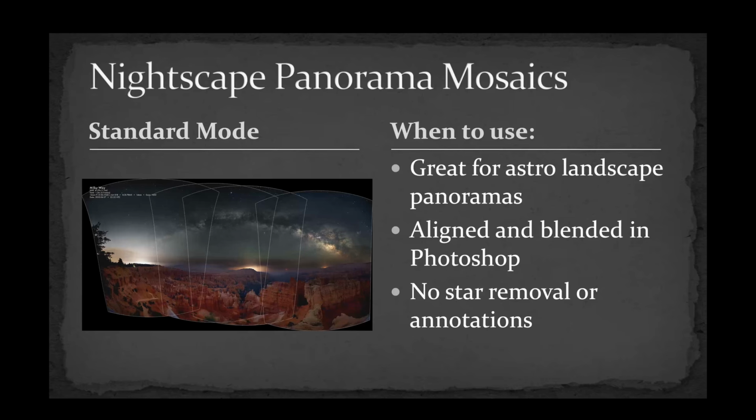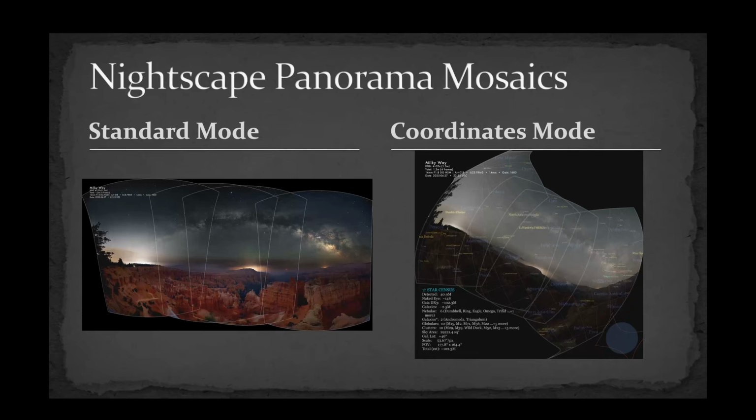But I find that star removal really isn't that important for nightscape panoramas. Generally the stars are already pretty small and it works fine with the stars embedded in the sky, in the background nebula. Now, as I said, if you want to experiment with coordinates mode on a nightscape panorama, you can do that, and that's the example on the right. I haven't done any processing, so that image doesn't look as nice as the one on the left. But you can see it does have the star removal and the annotations.